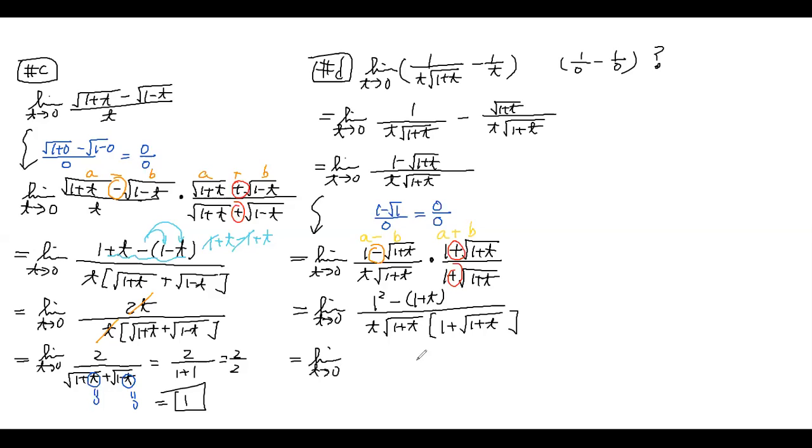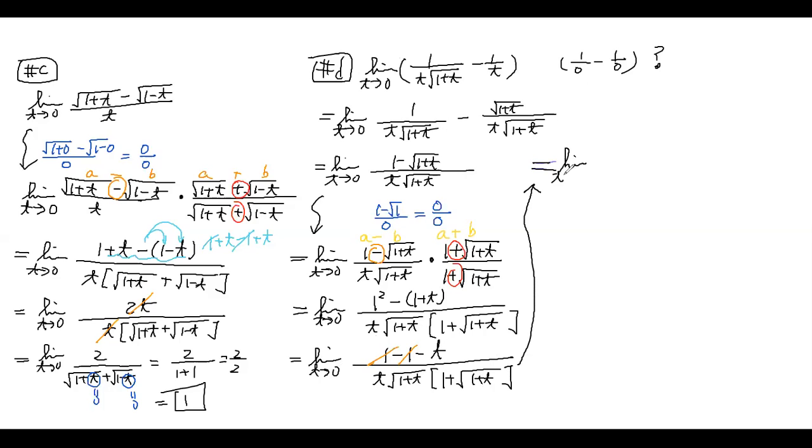So this is the limit as t approaches 0 of 1 minus 1 plus t, over t times the square root of 1 plus t times 1 plus the square root of 1 plus t. Now the 1 and 1 can cancel, so I have a negative t on top. Then I have t times the square root of 1 plus t, times 1 plus the square root of 1 plus t. I got a good one: I can cancel the t terms.